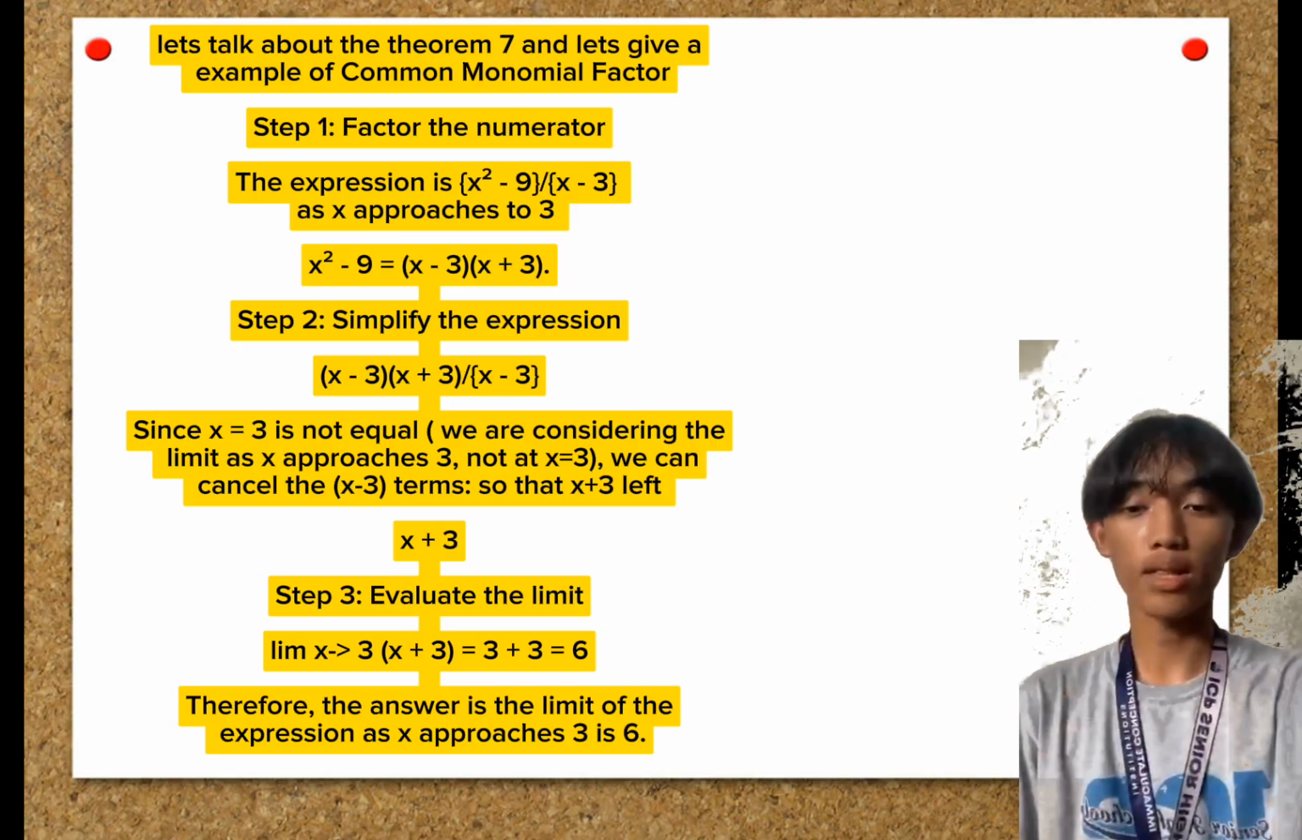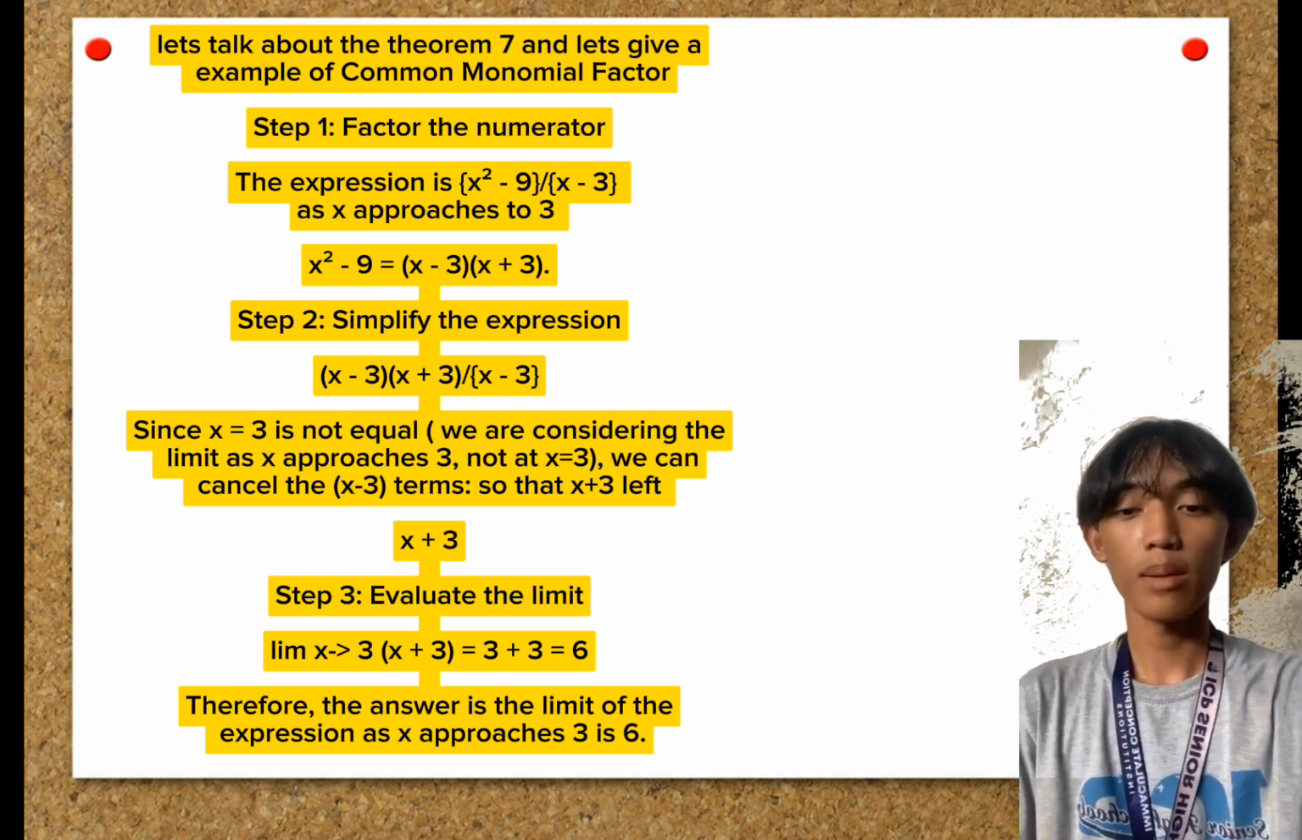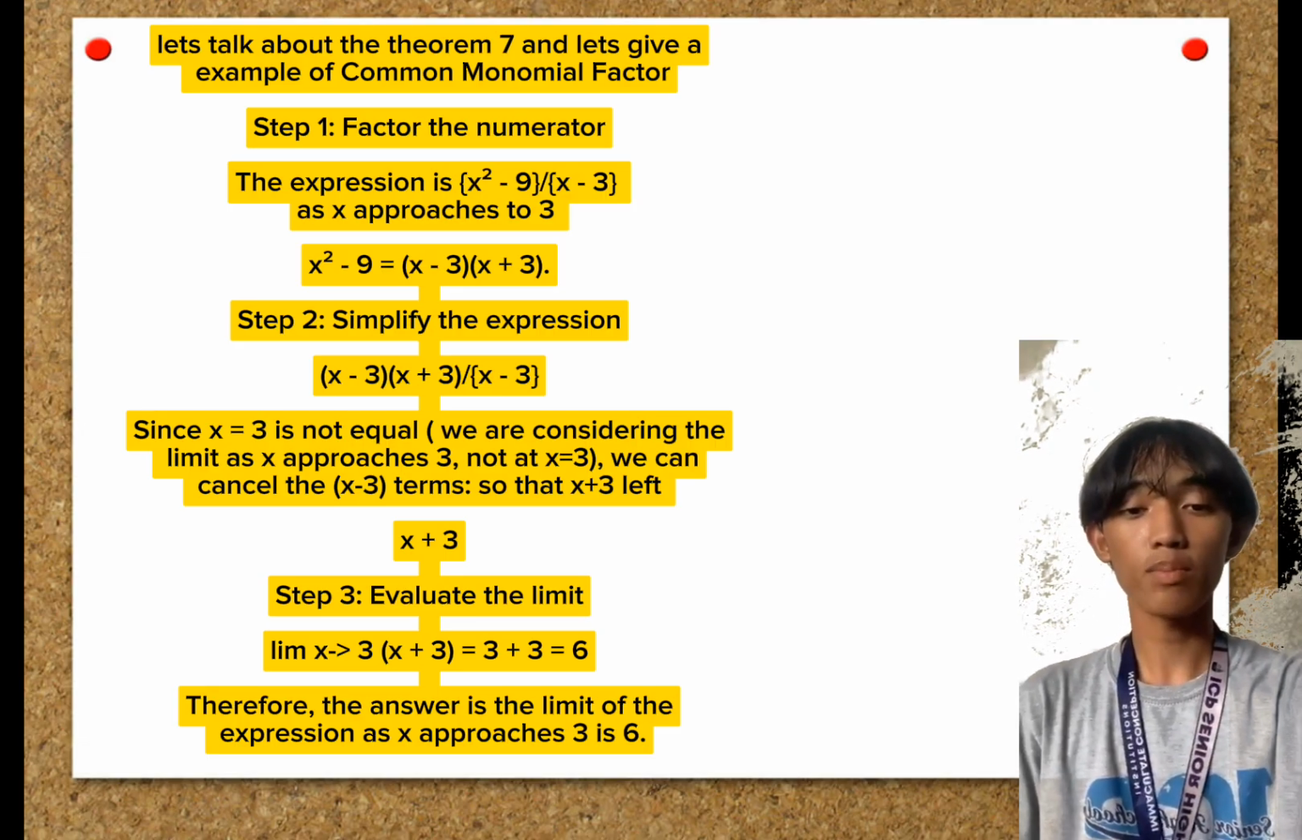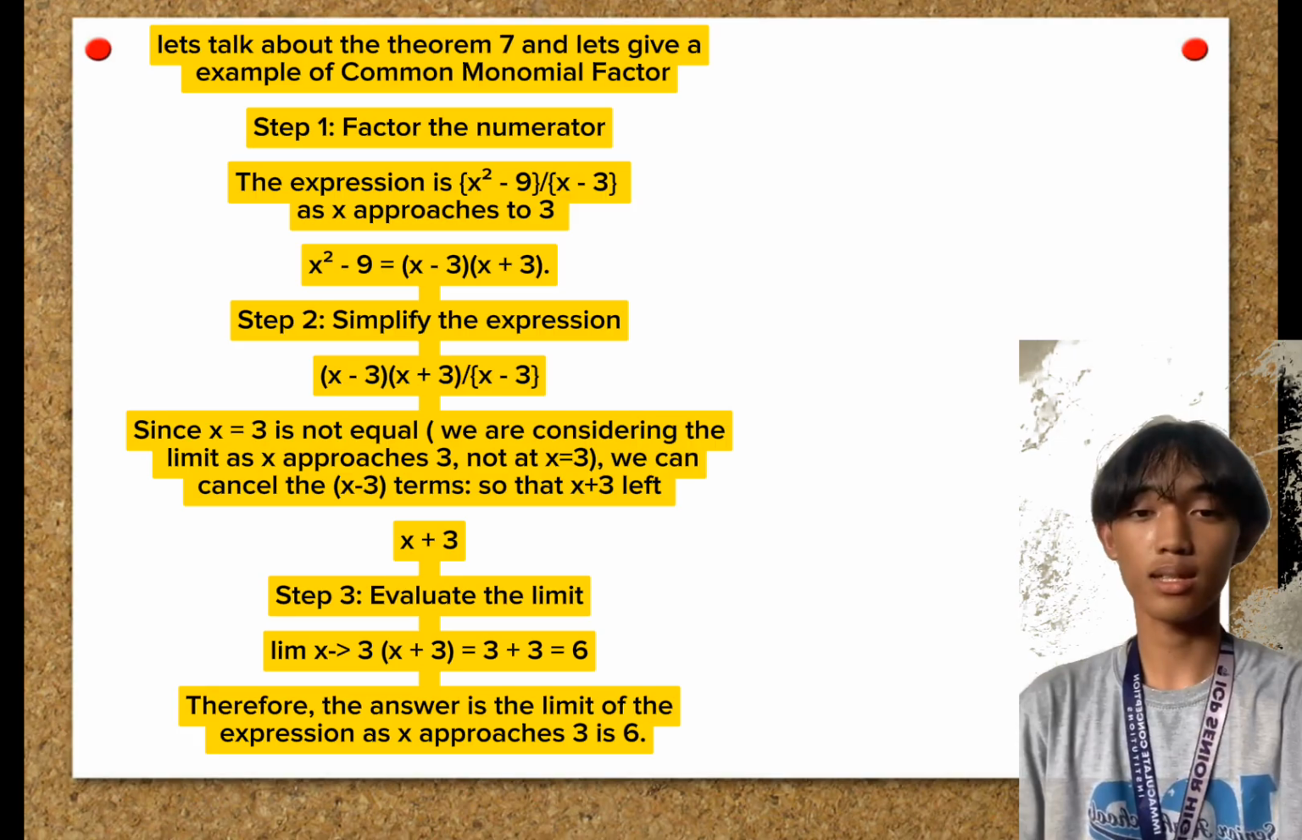Step 3, evaluate the limit. Now we can find the limit as x approaches 3. The limit of x plus 3 equals 3 plus 3, which equals 6. Therefore, the answer: the limit of the expression as x approaches 3 is 6.